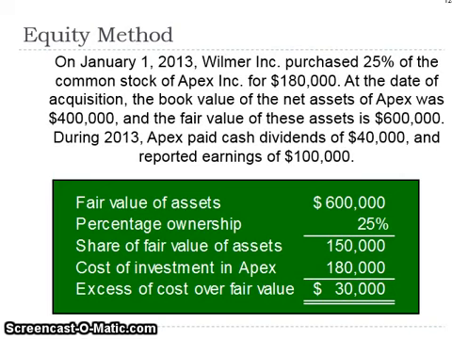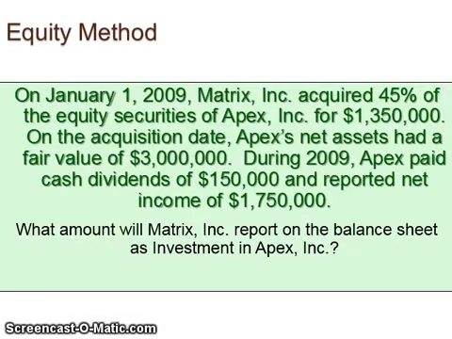I would like to look at another example with you guys, one that has a little bit more meat to it. On January 1st, 2009, Matrix and Apex again, but not following from the previous example, new example. Matrix Inc. acquired 45% of the equity securities of Apex Inc. for $1,350,000. On the acquisition date, Apex's net assets had a fair value of $3 million. During 2009, there were dividends of $150,000 and net income of $1,750,000. The question is what amount will Matrix Inc. report on the balance sheet as an investment in Apex Inc.?